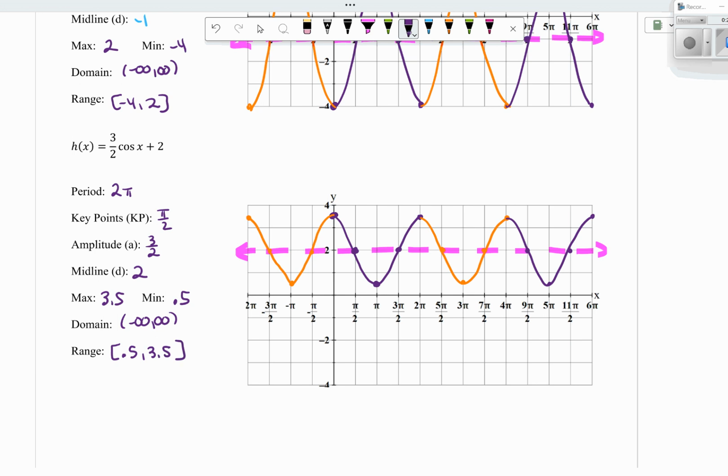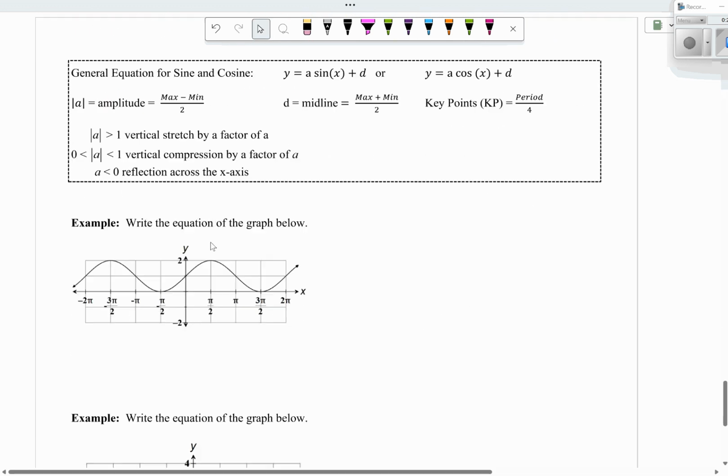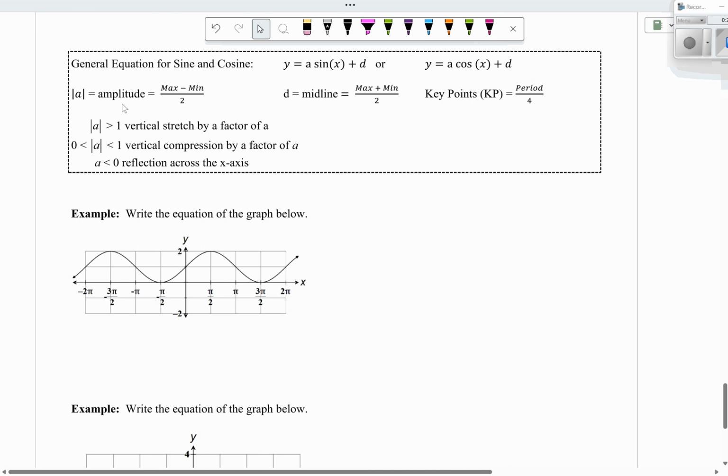So now we have our cosine graphs. So next we're going to look at the general equation for sine and cosine. So we have the amplitude is the maximum minus minimum divided by 2. Remember, it's always an absolute value of that. Midline is maximum plus minimum divided by 2. Think about midline as your average. And then the key points are the period divided by 4.